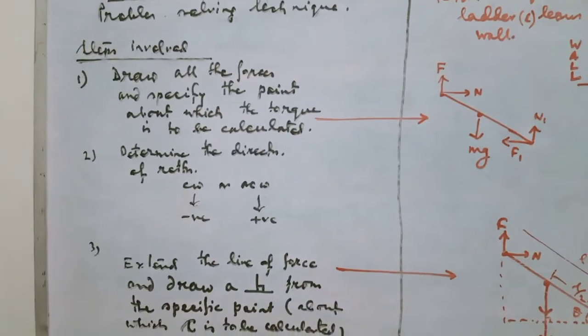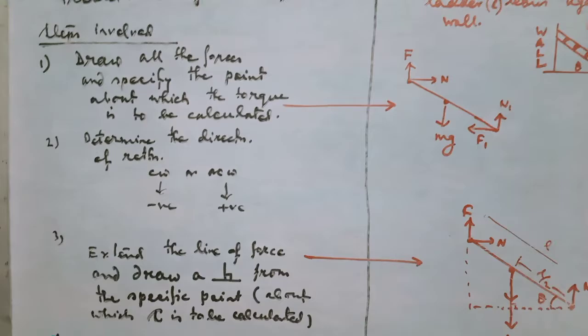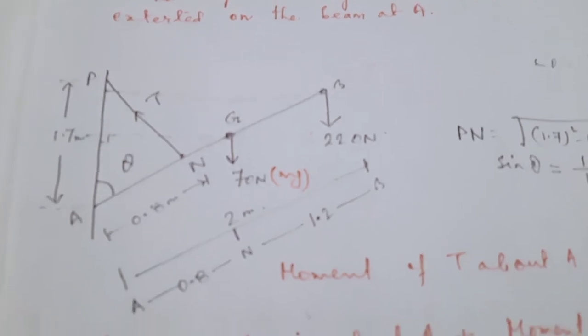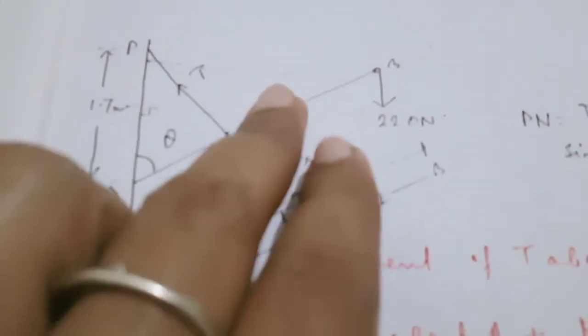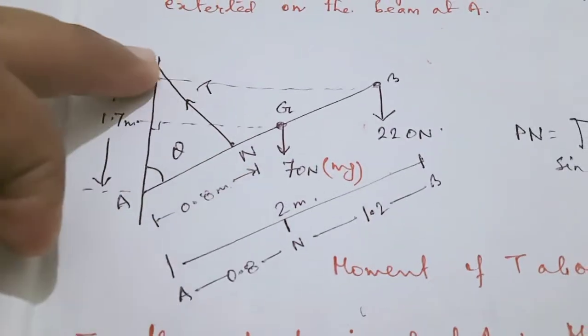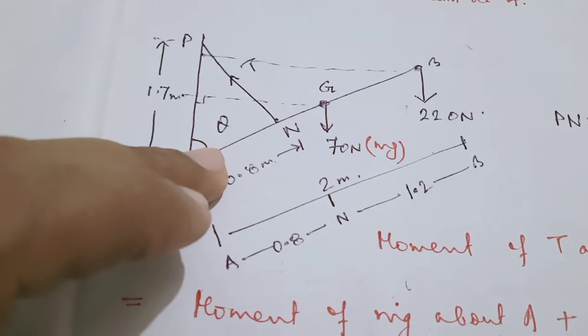Now, what is step 1? Draw all the forces and specify the point about which the torque is to be calculated. First of all, we have to draw all the forces acting here. See the forces acting here. This is due to its own weight. A weight is already there. Tension is balancing all these forces and this is a fixed point, making an angle alpha.